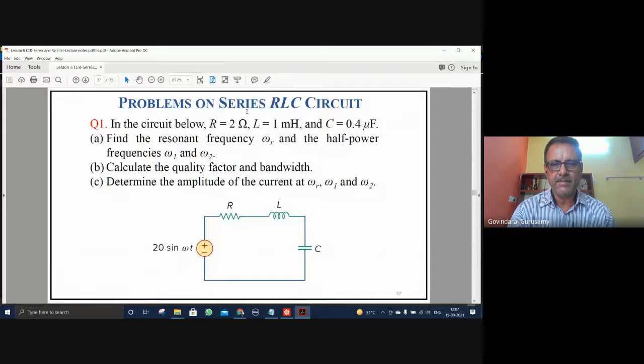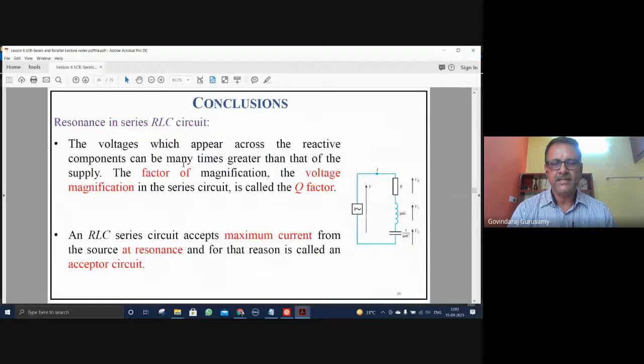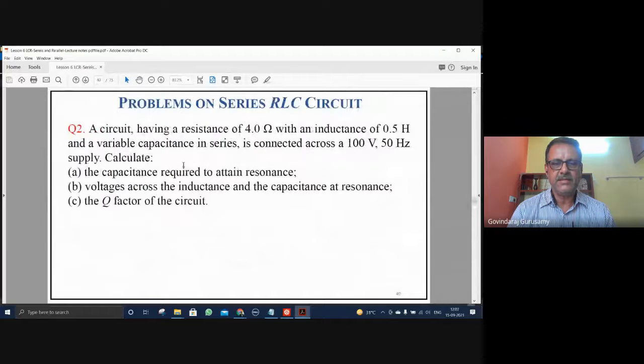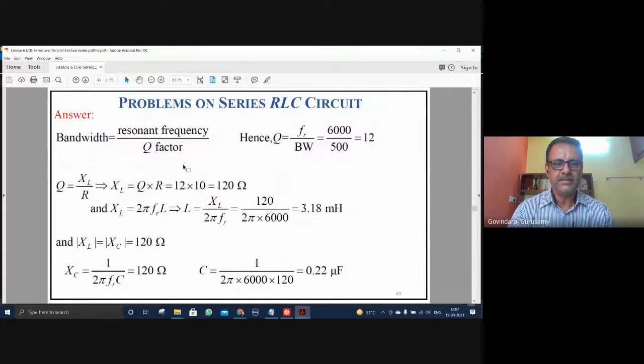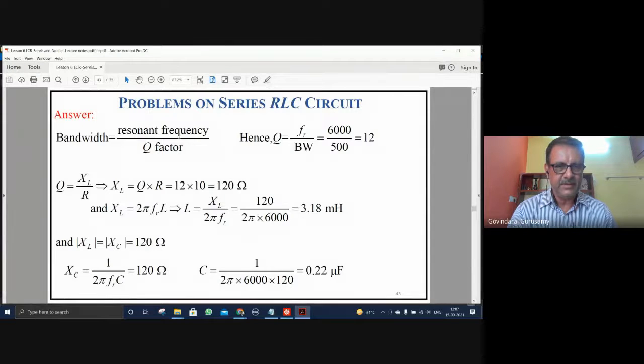So this is the problem connected to it: given R equal to 2, L equal to 1, C equal to this, calculate all the parameters that have been described here. Understand this problem and work out all the parameters. And then another problem is given. Three problems he has given; work out the results and complete the whole thing, whether it is parallel or series.